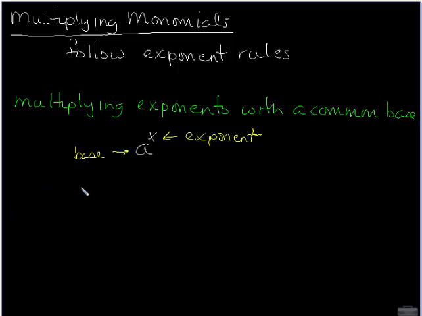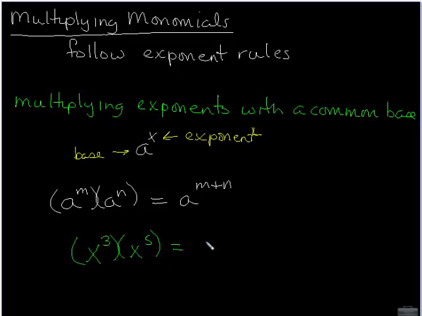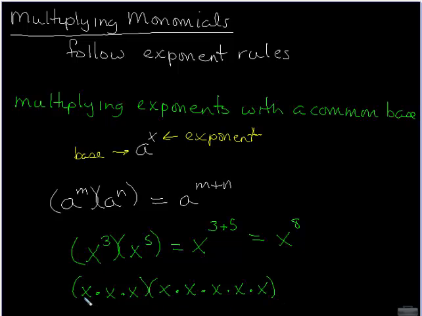When I multiply exponents with a common base, so for example, a to the m times a to the n, I add the exponents. So given an actual x to the third times x to the fifth, that's going to give me x to the 3 plus 5, which is going to give me x to the 8th. The reason this works is because x to the third is 3 x's, x to the fifth is 5 x's, and if you count those up, you have 8 x's altogether. Now, when you multiply a monomial, we're using this rule.